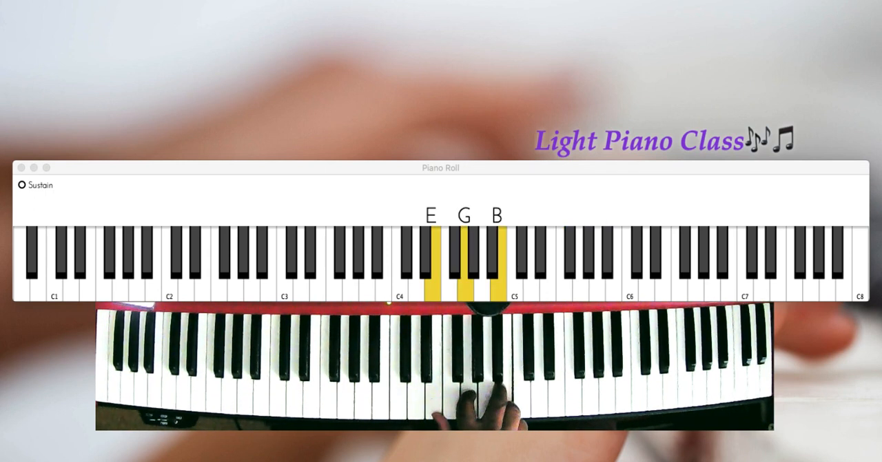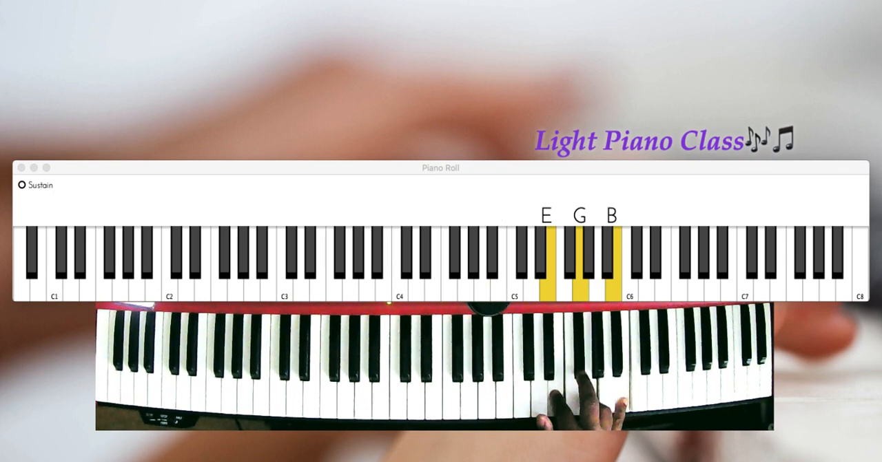E minor triad, first inversion, move the E to the top, this one, and we have our first inversion. Second inversion, we move the G to the top here, and we have our second inversion. Okay, if we move the B to the top B, we have the root position again in a higher octave, and so on and so forth.